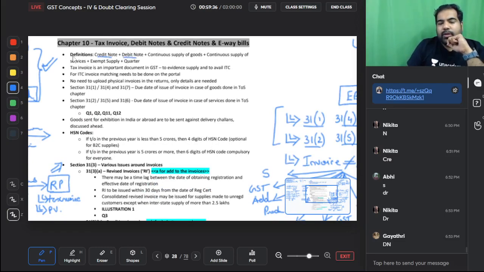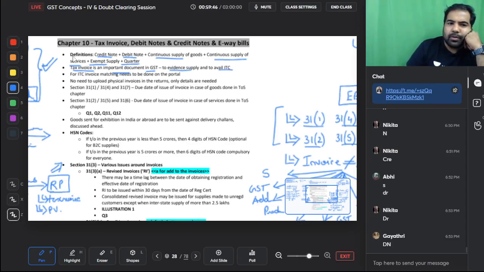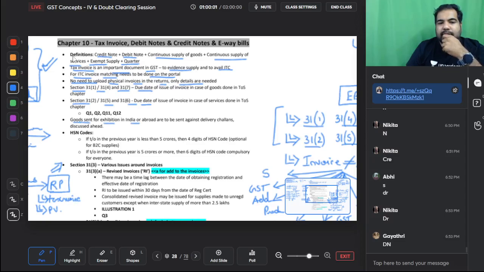Credit note, debit note, continuous supply of goods, continuous supply of services, exempt supply, quarter. Tax invoice is an important document to evidence supply and to take ITC. For ITC matching, invoices need to be uploaded. Physical invoices don't have to be uploaded, only details are needed. 31, 1, 4 and 7 due date, and 2, 5 and 6 again due date. Goods sent for exhibitions etc. against delivery challan, which we will see ahead.